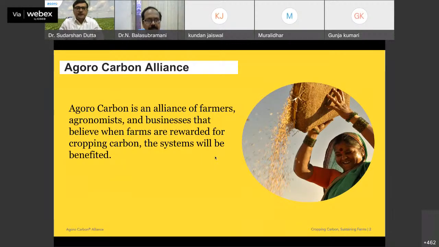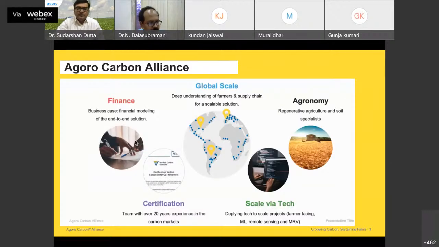Basically, we are a grower-specific organization focusing on the success of growers, which is basically farmers and agri-entrepreneurs working on the growing or production side. We are trying to build a team with farmers, agronomists, and a business platform, who all believe in cropping carbon, or carbon as an additional crop that we can harvest from the system and get an additional benefit.